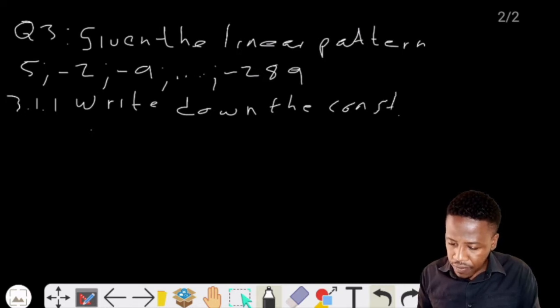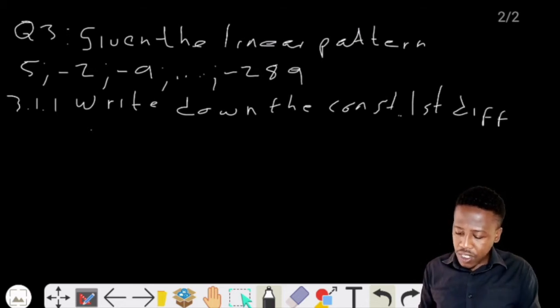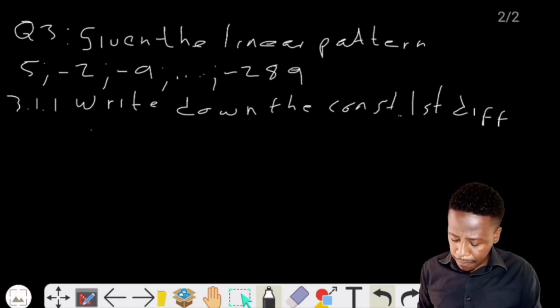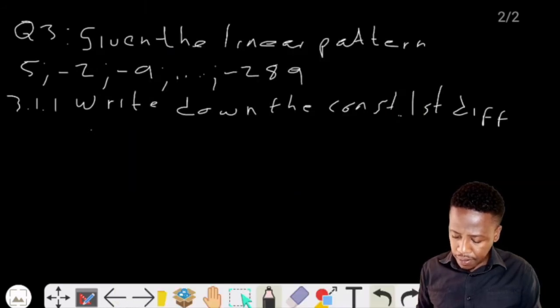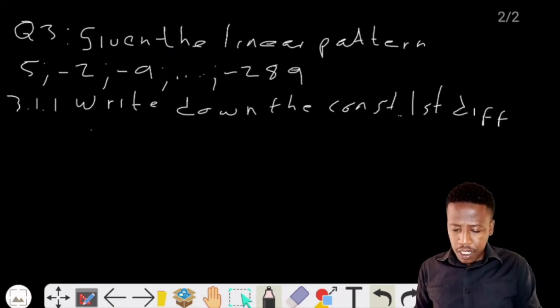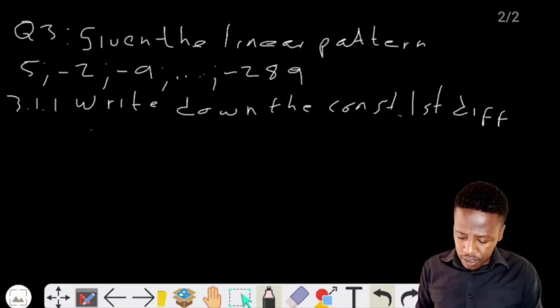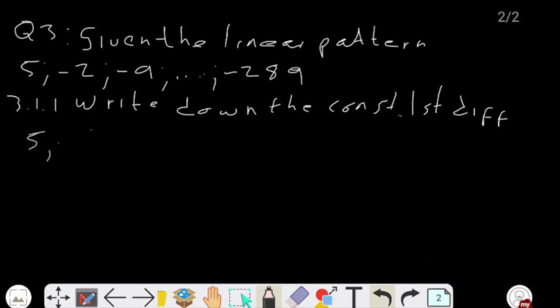first difference. I'm just going to abbreviate some of the words so that we can save ourselves some time and space. So, write down the constant first difference of what we are given there. Let me change the color of my pen. Now remember, the first difference would be, let me just quickly write it down.